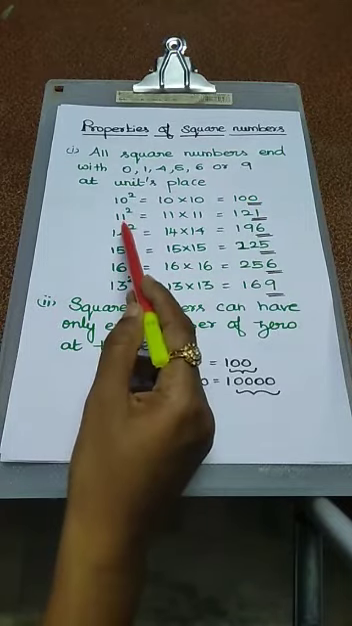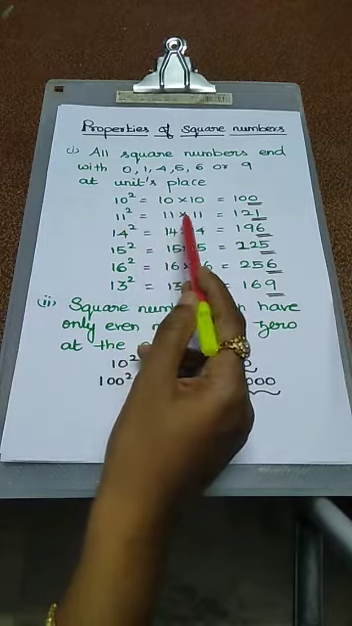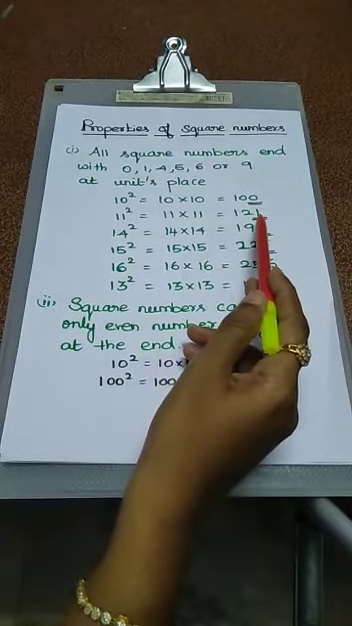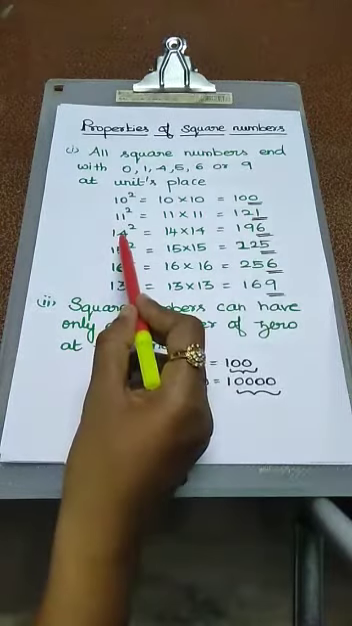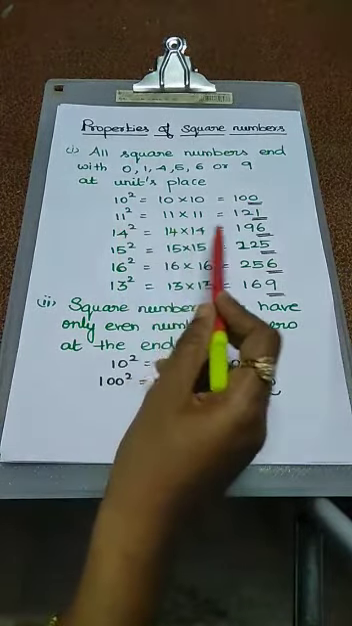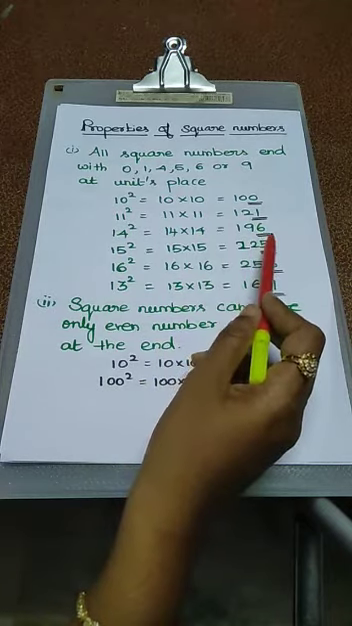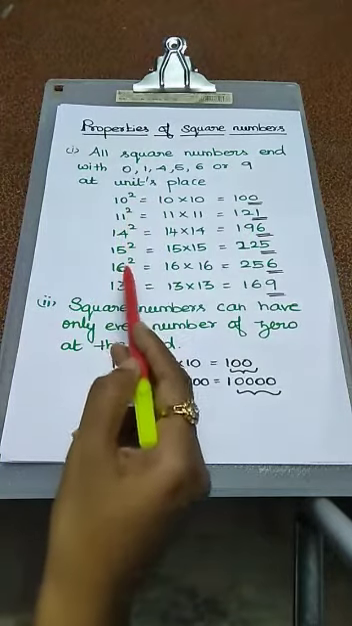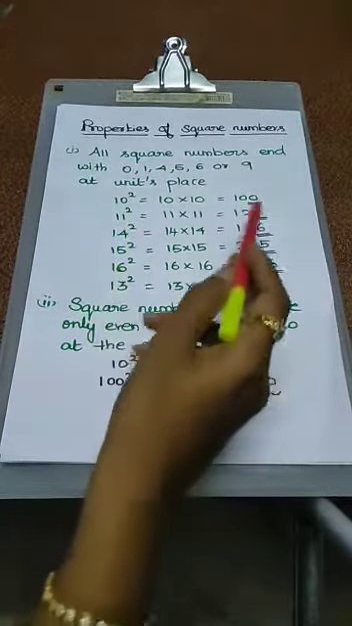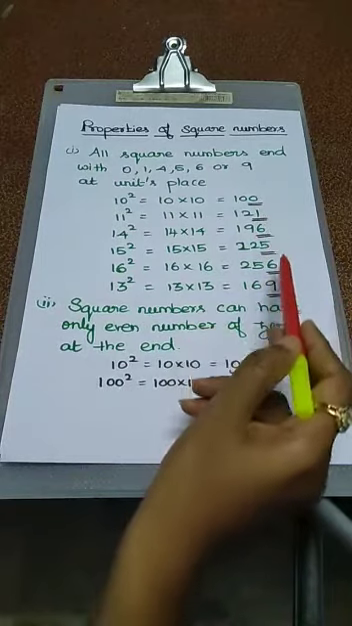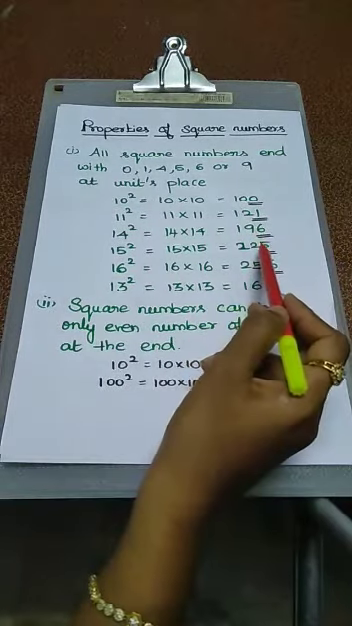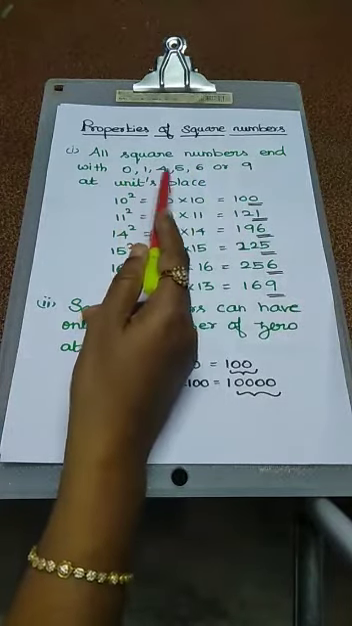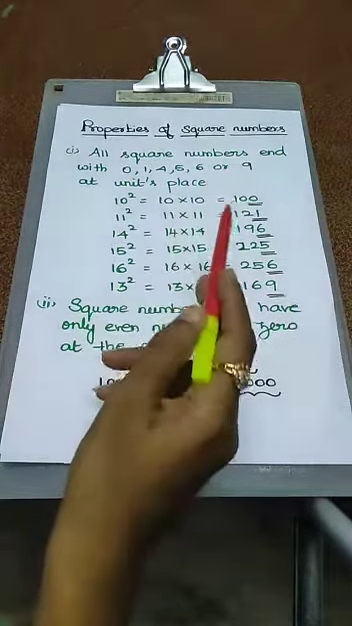The next one is 11 square. How can we write it? Split the number 11 into 11 and multiply the value. The answer is actually 121. The unit place value is 1 only. Next number is 14 square. 14 into 14 is 196. The ending value is actually 6. You just look at all the values: they give the ending numbers 0, 1, 4, 5, 6, 9 only. So these numbers are actually square numbers. So all square numbers end with 0, 1, 4, 5, 6 or 9 only at units place.